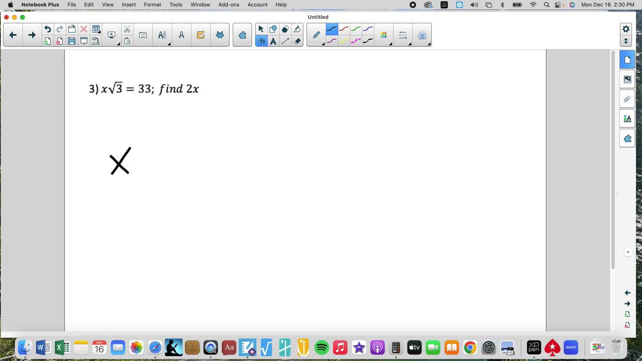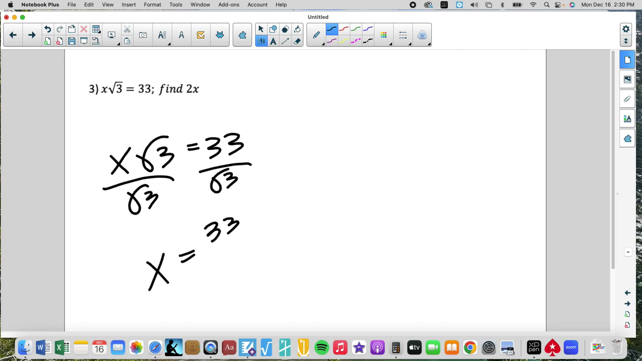We have x rad 3 times rad 3 equals 33. Again, we could divide by rad 3. X equals 33 divided by rad 3. This 3 and the 33 cannot cancel. And then we want to find 2x.